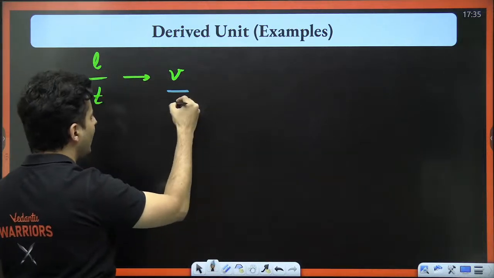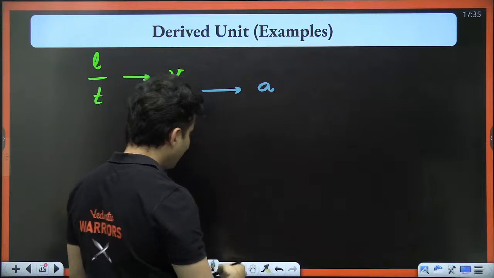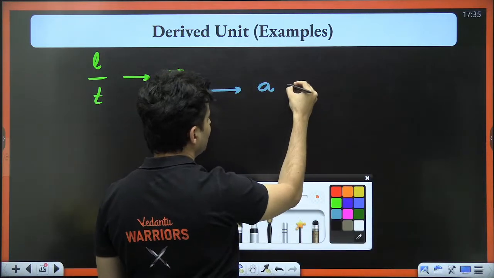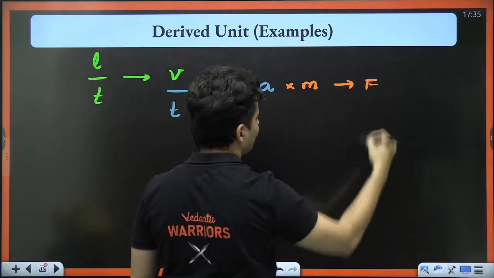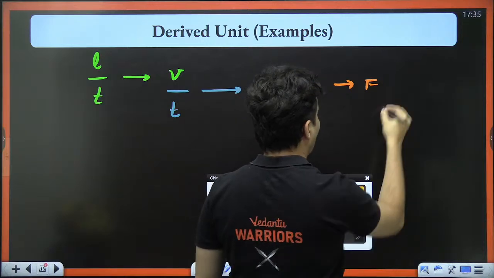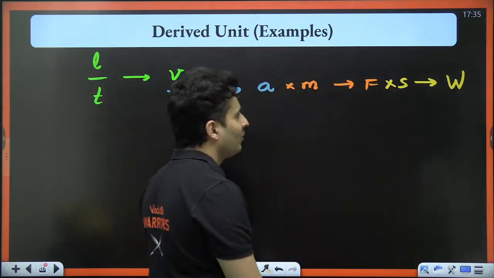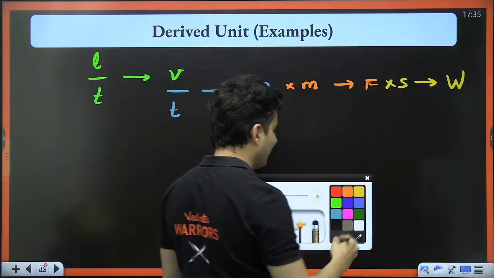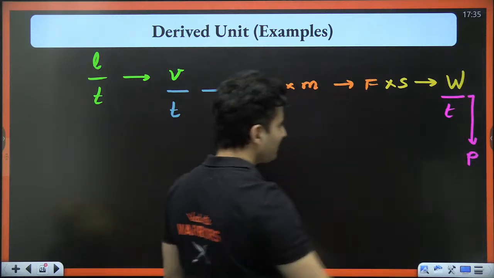And with velocity and time, I can come to acceleration. With acceleration into mass, I can come to force. Wow, this is nice. With force and displacement, I can go to work. Wow, this is cool. And with work and time, I can come to power.